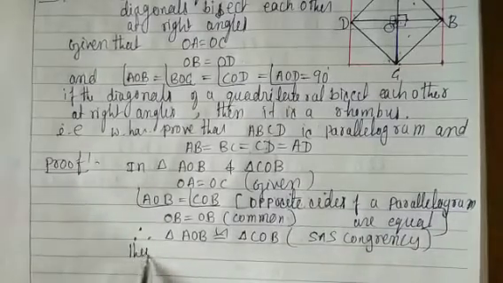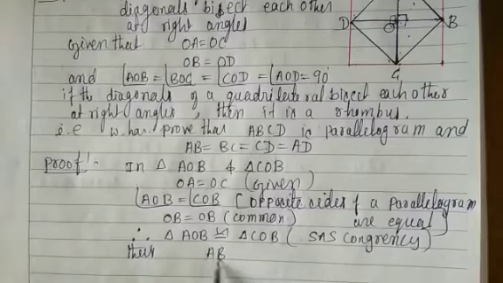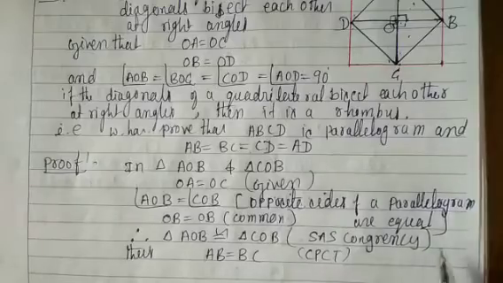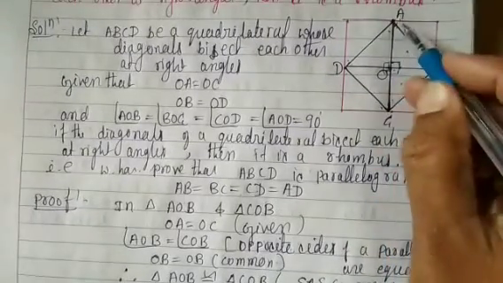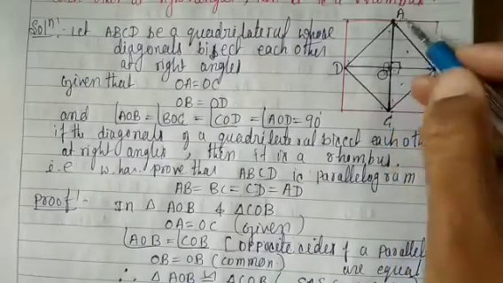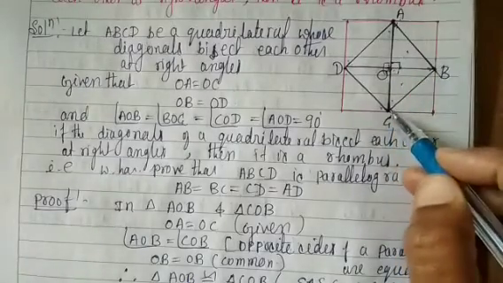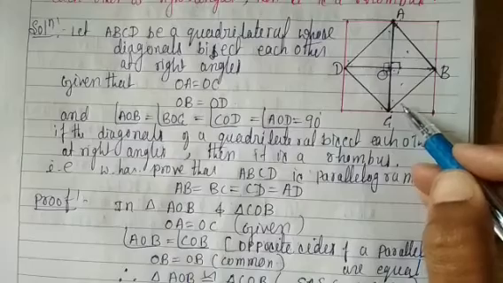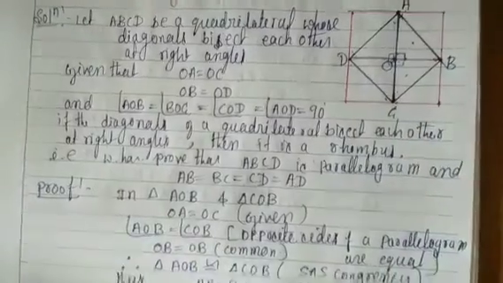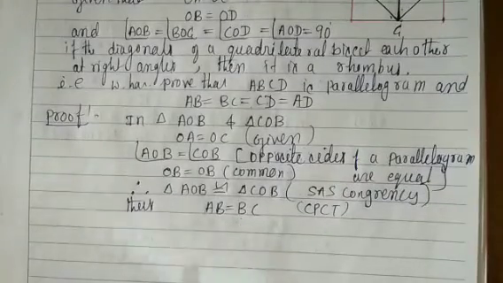Thus AB is equal to BC, by CPCT. Look at this figure. AB is equal to BC, means corresponding parts of congruent triangles. AB is equal to BC.